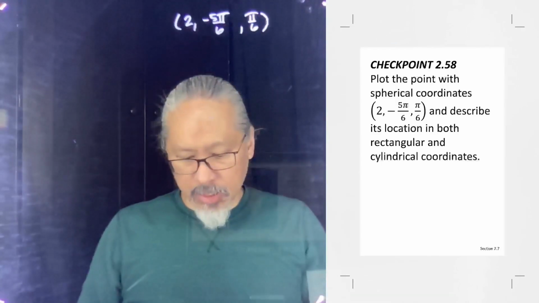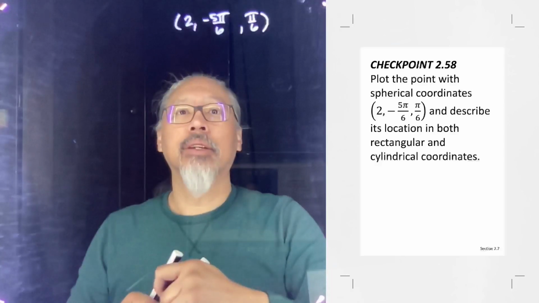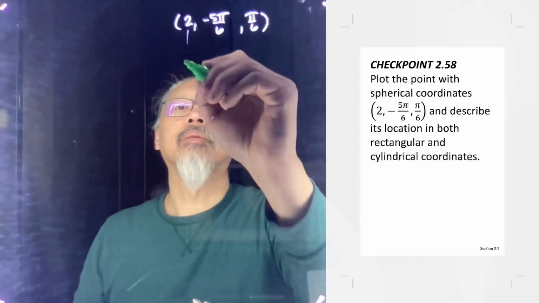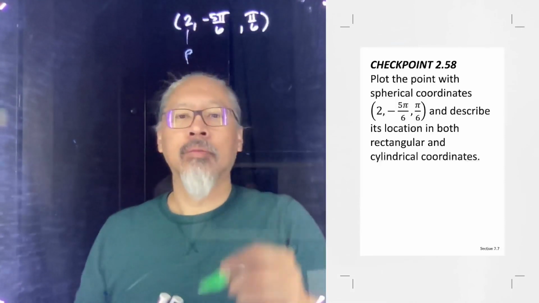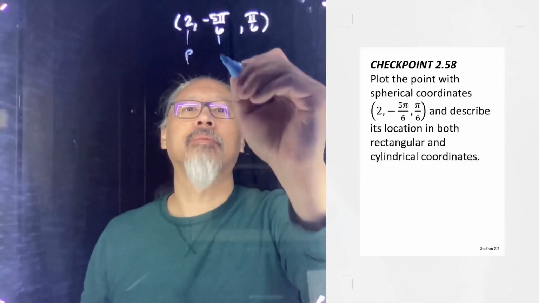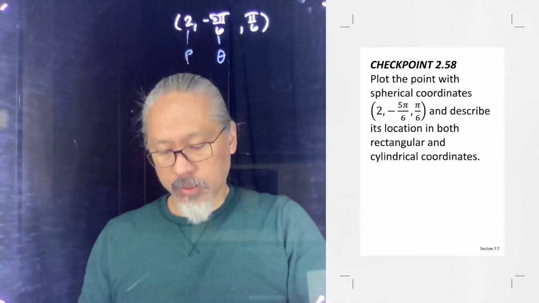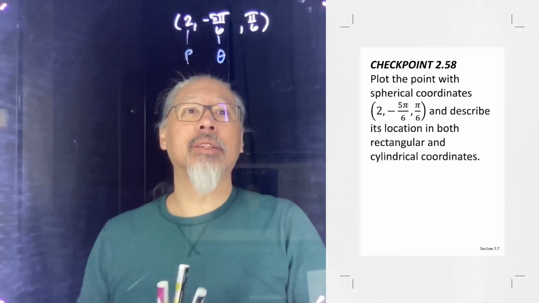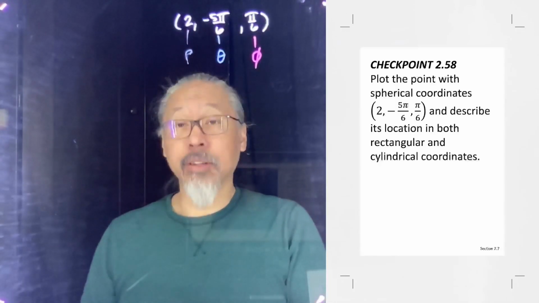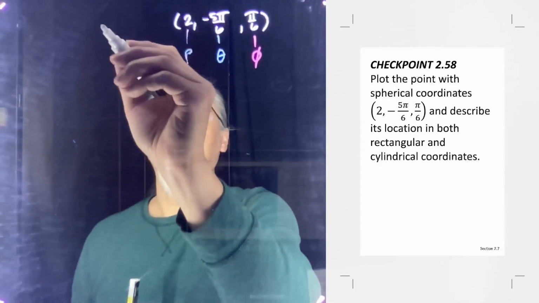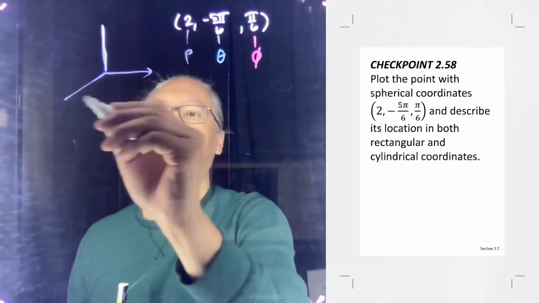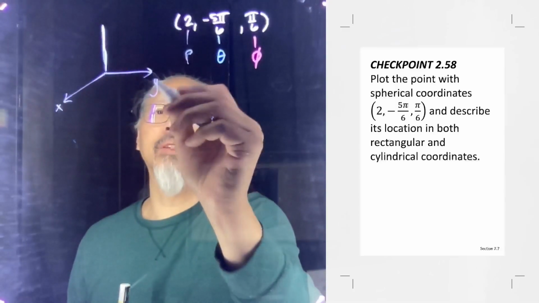And let us mark these as rho, and the next number is theta, and the last number is phi. And what we want to do is see how that looks in XYZ space. So let's draw the axes.